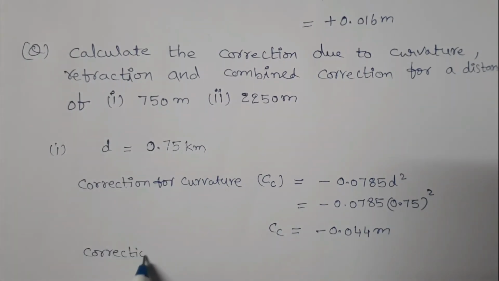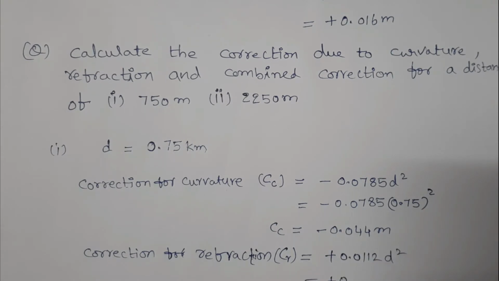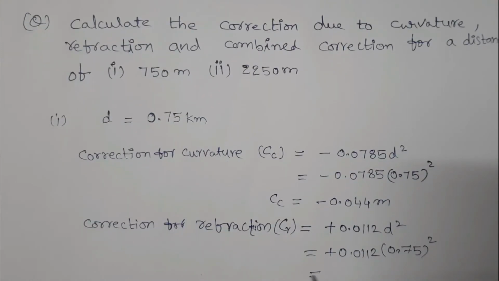Correction for refraction, CR, is equal to plus 0.0112 d square. 0.0112 into 0.75 whole square, which is equal to 0.0063 meter.